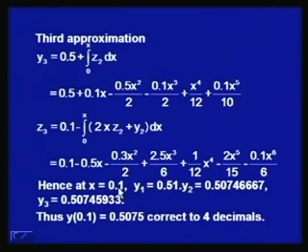Hence at x equal to 0.1 the values of y1, y2 and y3 are: y1 is 0.51, y2 is 0.50746667, y3 is 0.50745933, and thus y at 0.1 is equal to 0.5075, correct up to 4 decimal places.